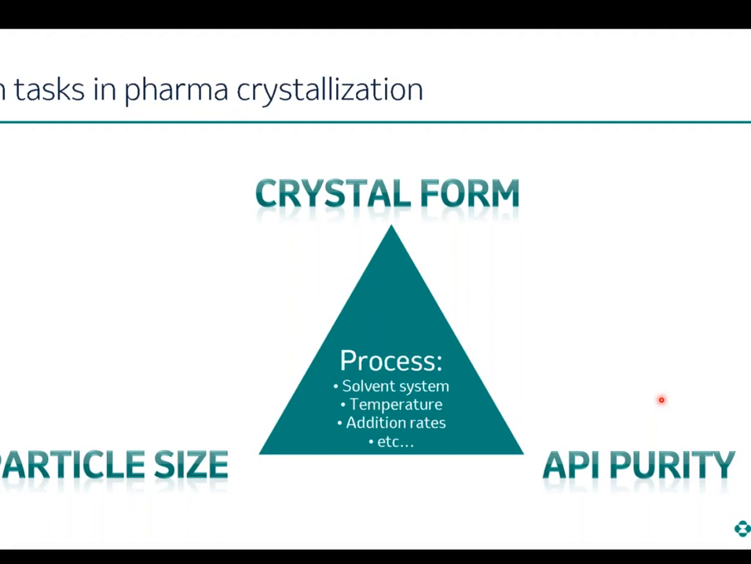The main task is to come up with a robust process: an ideal solvent system in which the API is stable but which still provides a good yield. Run the process at temperatures that are as benign as possible, and then figure out the addition rates of anti-solvent or whatever, to come up with a robust process that not only works in the lab but is also transferable to larger scales, and ideally even among different sites once the drug gets produced in different places.